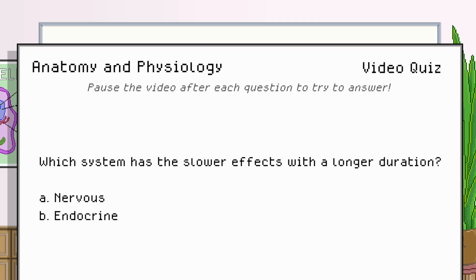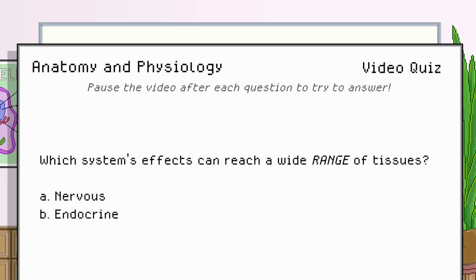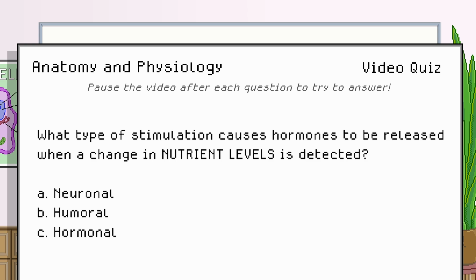Which system has the slower effects with longer duration? The endocrine system. Which system's effects can reach a wide range of tissues throughout the body? The endocrine system. What type of stimulation causes hormones to be released when a change in nutrient levels is detected? Humoral. The other two types of stimulation are neuronal and hormonal, but humoral is the hardest to remember because its name doesn't make its definition immediately obvious.